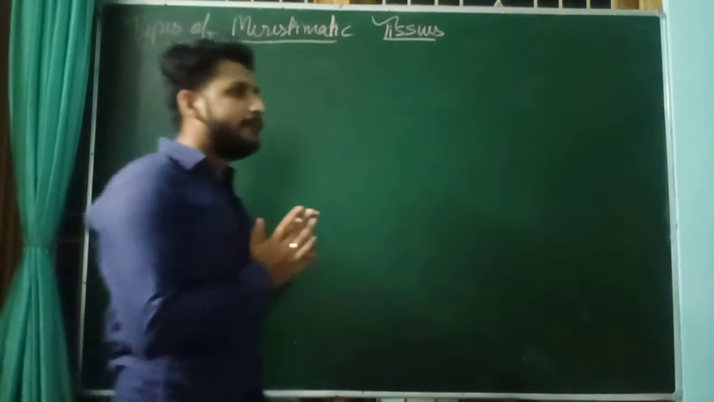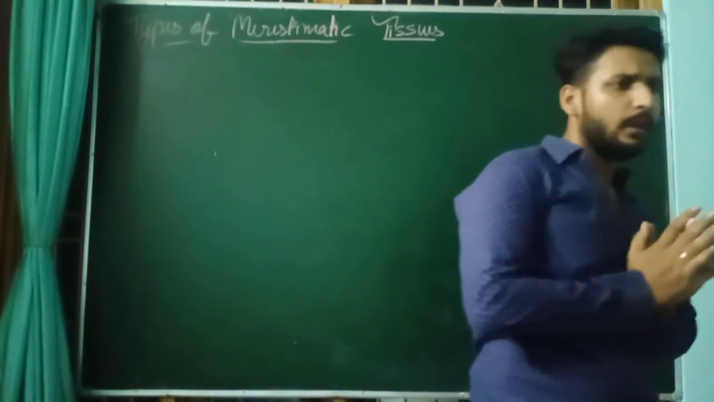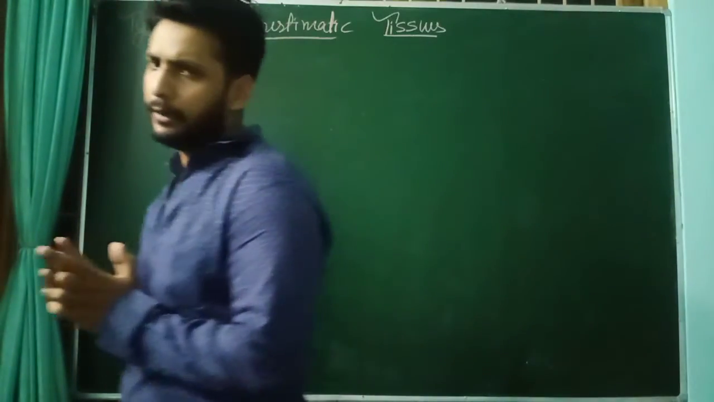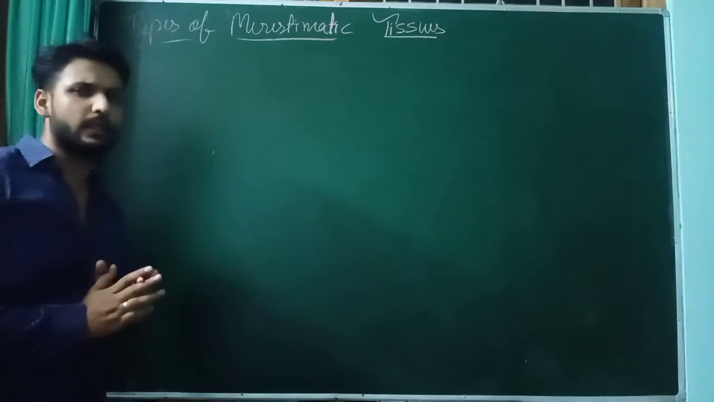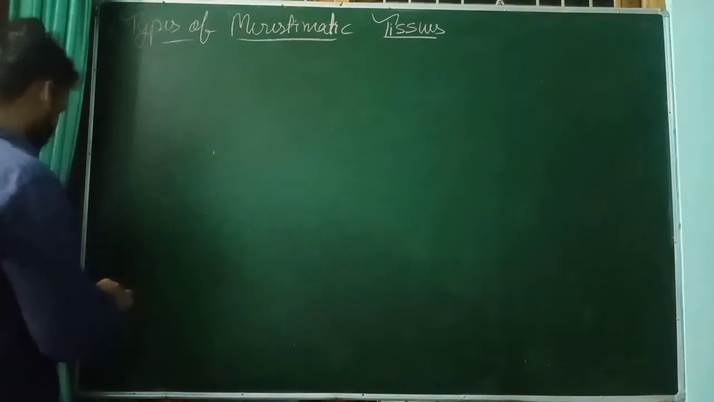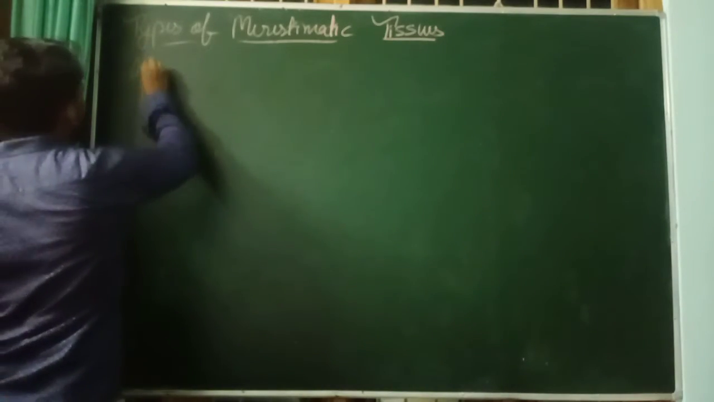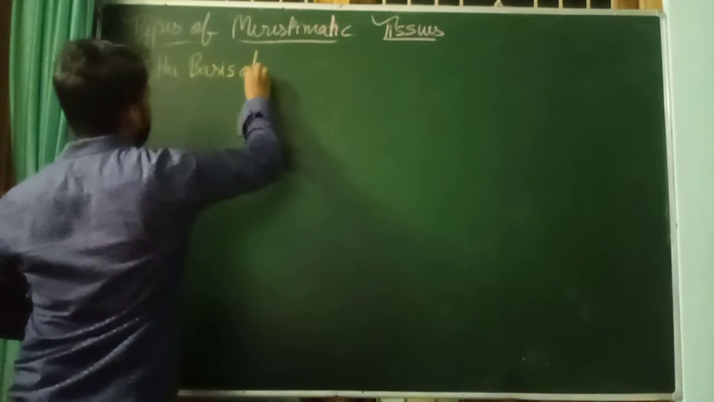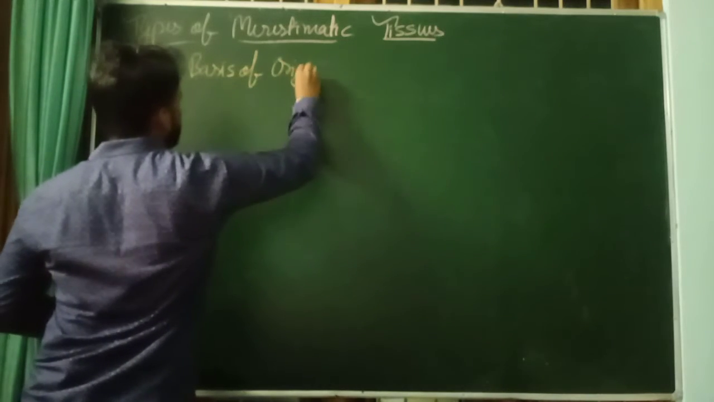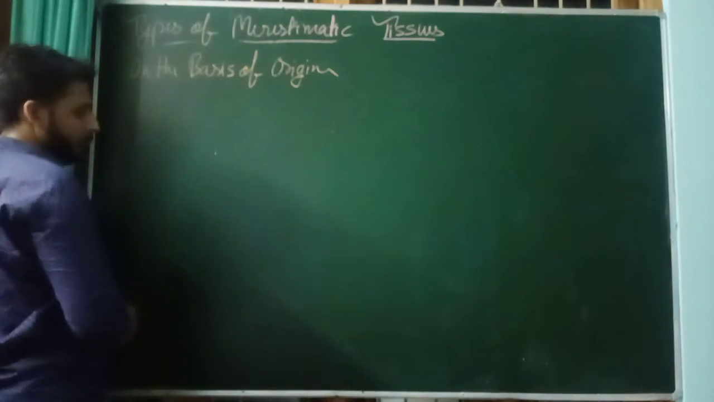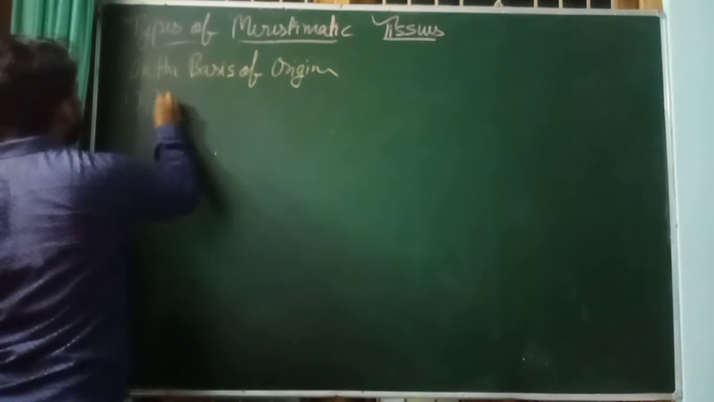So here, if we classify the meristematic tissues, we can classify them on the basis of their origin. On the basis of their origin, the meristematic tissues can be classified into three types. What are those three types? You can say first is apical meristem.